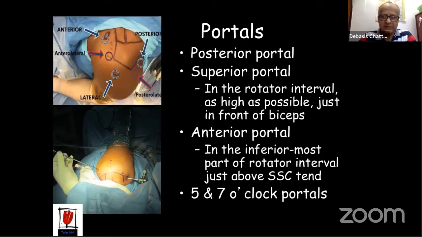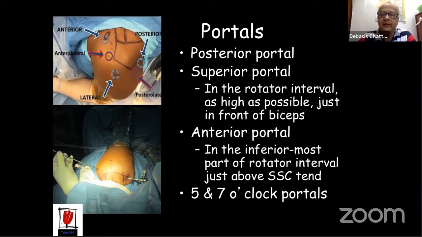Once you have done all these, then after the prep and drape, the next important thing is the portal placements. In Bankart's repair, there are three important portals to talk about. The standard posterior portal, which, as you know, is about a thumb's width below and medial to the angle of the acromion. Then the superior portal, or the anterosuperior portal, which is just in front of the anterior border of the acromioclavicular joint. And internally speaking, it is in the rotator interval just in front of the biceps. I will show you later.